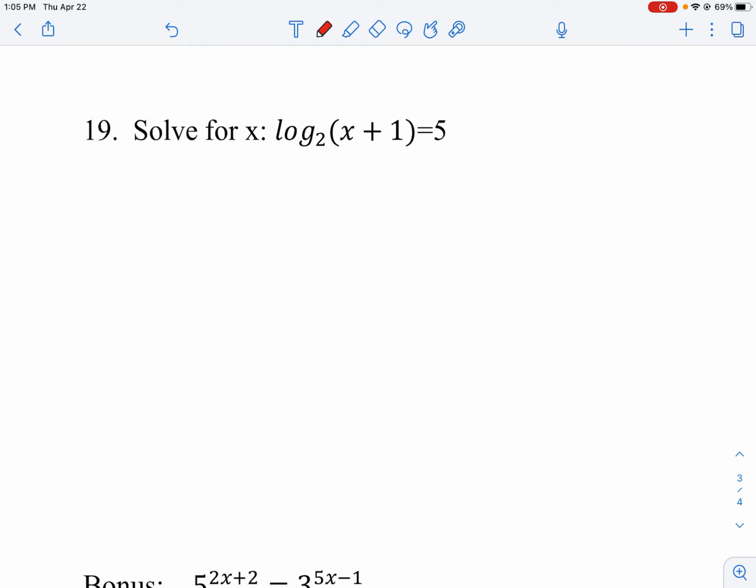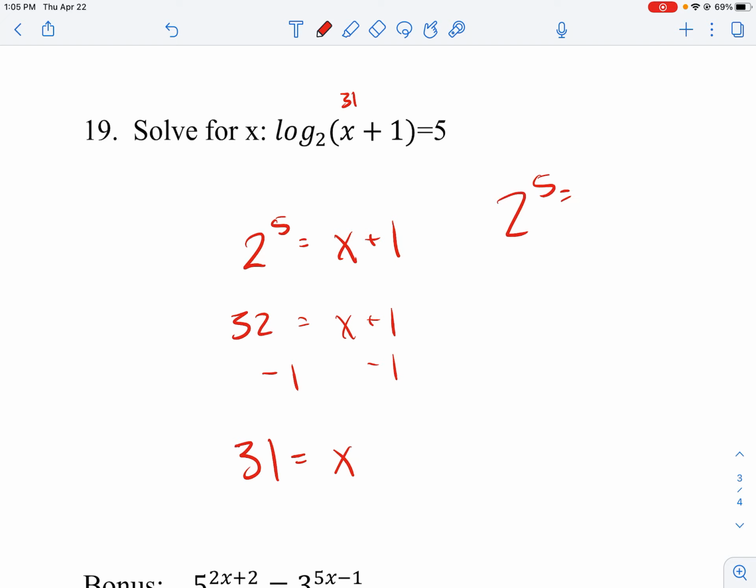All right. This one. 2 to the 5th power is equal to x plus 1. 2 to the 5th, that's 32. x plus 1, minus 1, right? 31 is equal to x, which makes sense, right? Because if we put 31 in there, 31 plus 1 is 32, and 2 raised to the 5th power is 32. So it balances the equation out.